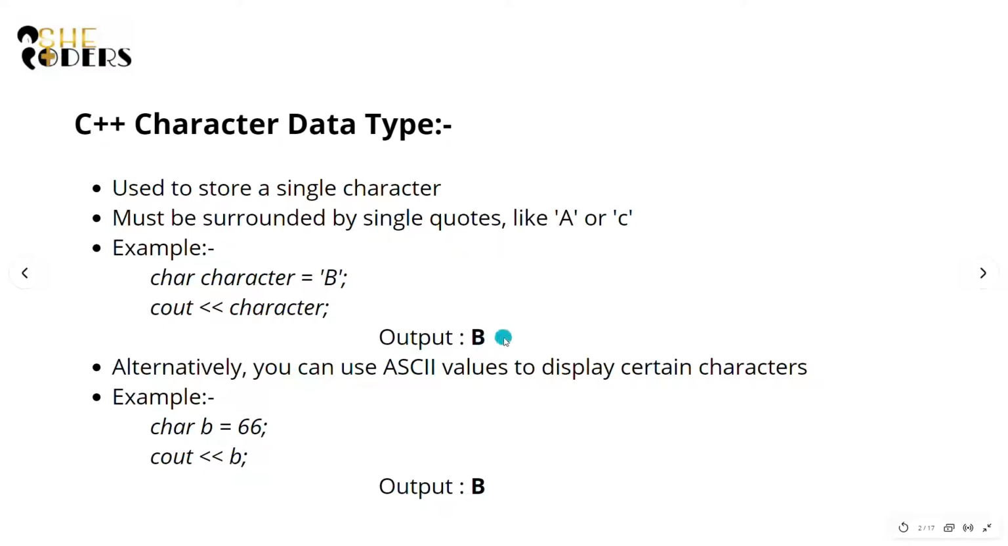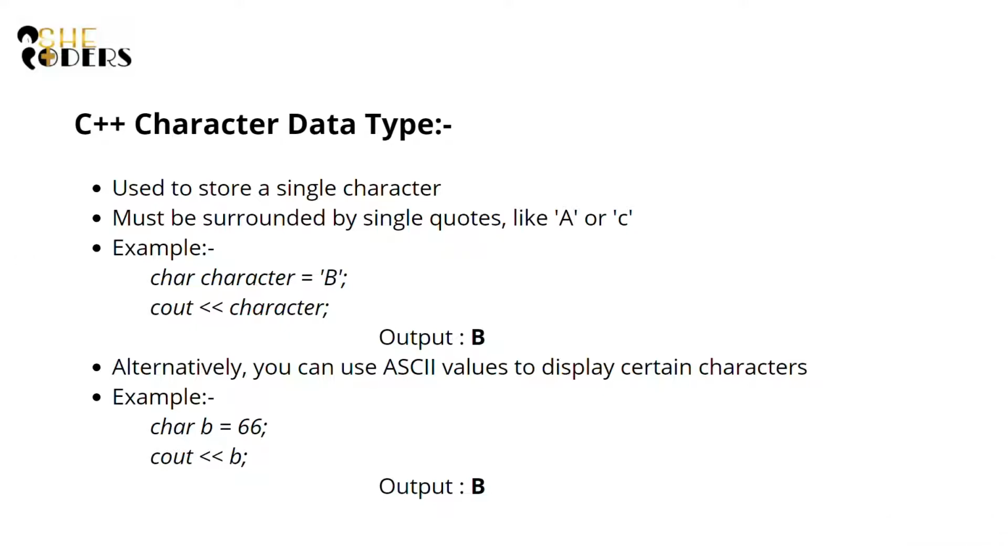The uppercase and lowercase b will obviously be different, because whatever character you give inside the single quotes, that value you will get as the output. Also, alternatively, you can use ASCII values to display certain characters. ASCII stands for American Standard Code for Information Interchange. It consists of 128 codes for characters. For single characters, it has a 7-bit integer code which you can use.